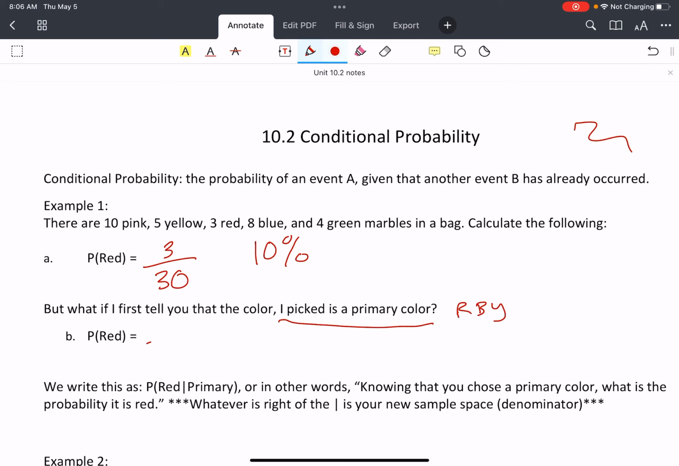So what would my new total be? Anyone have any guesses? What would my new total be? Try again. 16. Because if I knew it's a primary color, then I know it's either one of the 5 yellow, 3 red, or 8 blue.